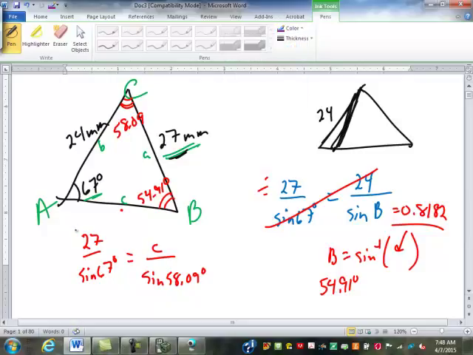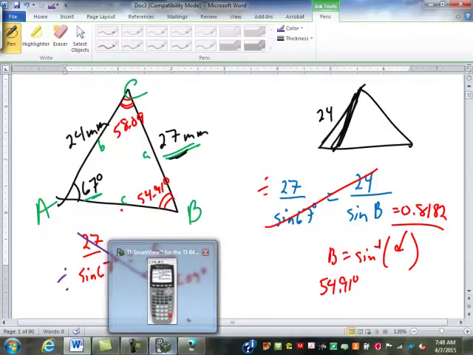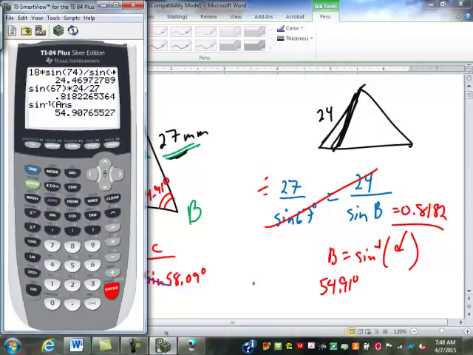So again, we'll cross multiply and divide: 27 times sine of 58.09.